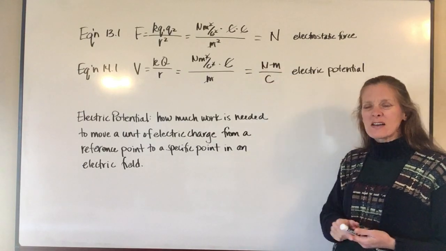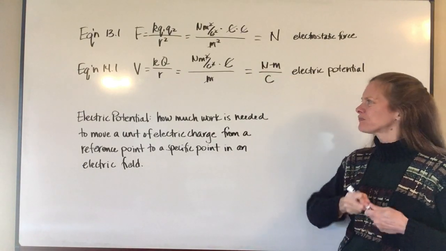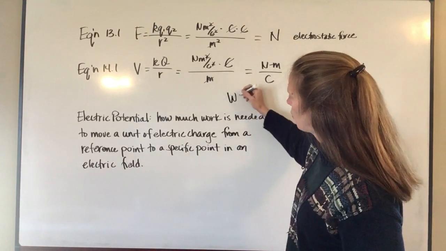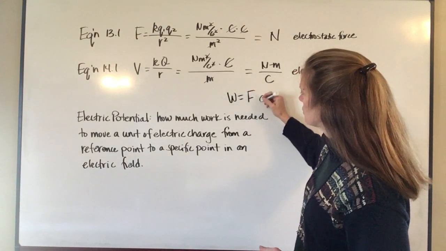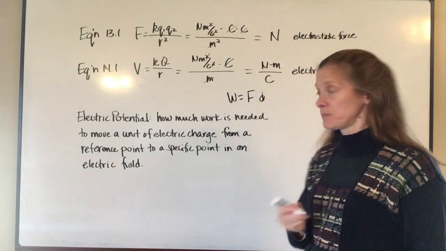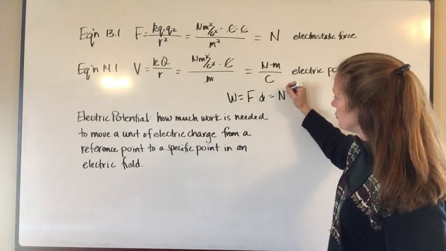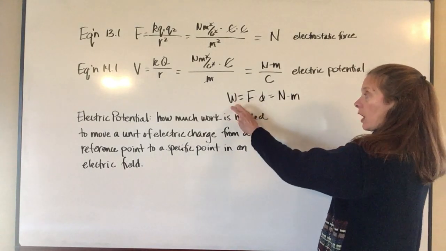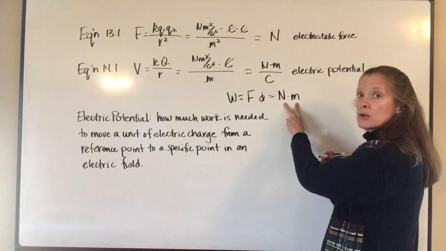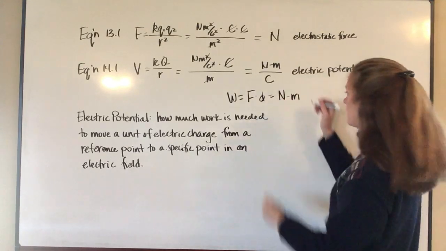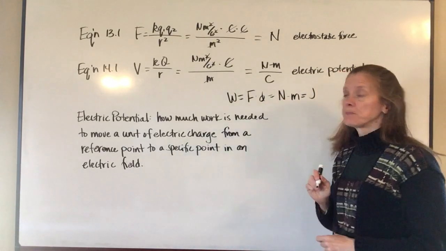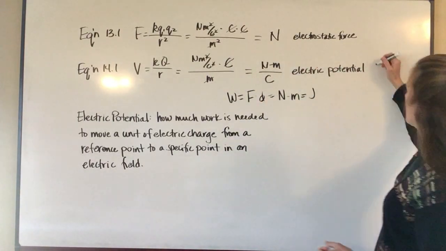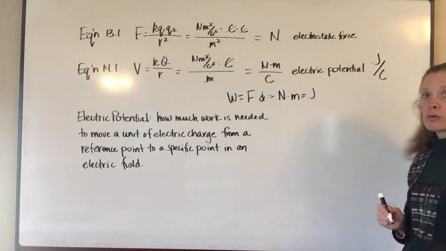Well, what exactly is a Newton meter? That should look familiar, because if you recall when we talked about work, we said that work was equal to the force times the distance. And if force is measured in newtons and distance is measured in meters, then our units for work are a Newton meter. And we said, oh, well, we're going to define that as being a joule. So electric potential is actually the same thing as a joule per Coulomb.